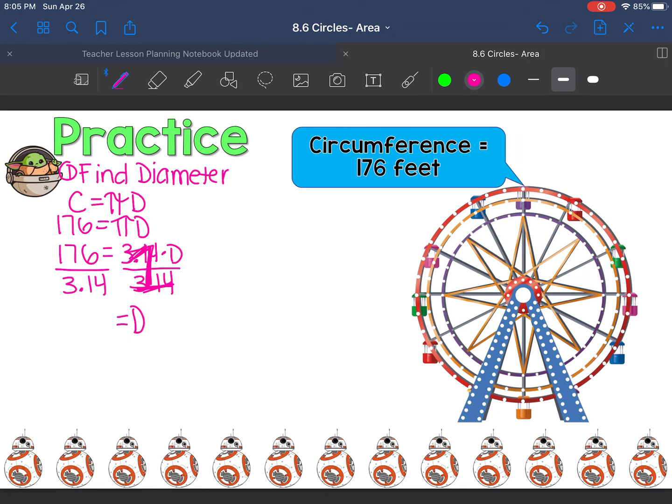And when I plug 176 divided by 3.14 into my calculator, I'm going to get 56.0 and some numbers. I'm just going to round that to 56. So now I know what my diameter is. In order to plug my diameter into my area formula, I need to know what my radius is. So my second step is to find the radius.